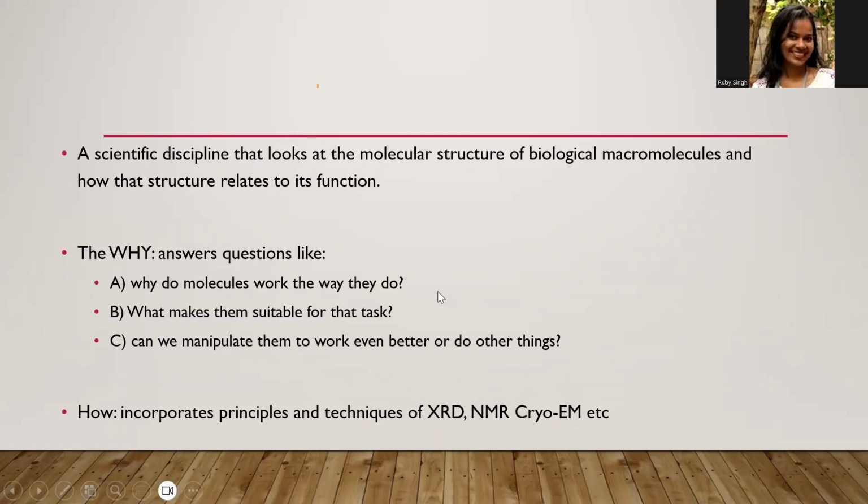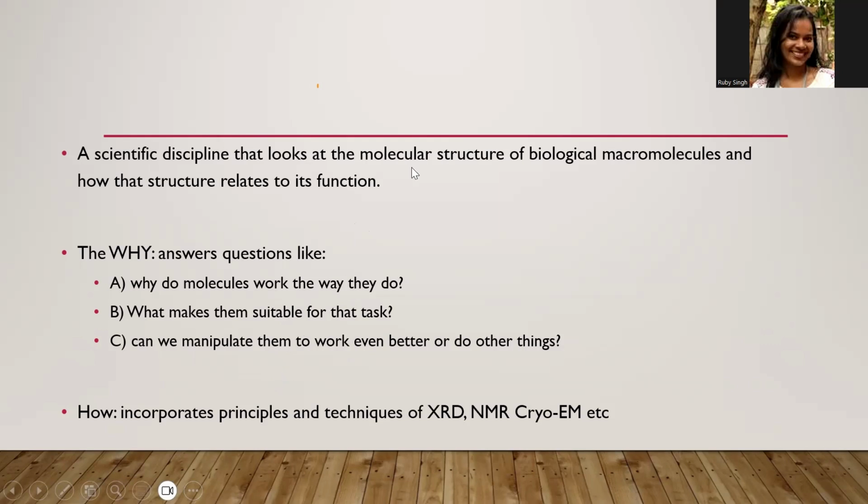Now, what is structural biology? The lecture notes are given here. Structural biology is a scientific discipline that looks at the molecular structure of biological macromolecules and how the structure relates to its function. Why is it important? Because it will help in understanding how a particular molecule works, what makes it suitable for a particular task, and whether we can manipulate it to work even better or to do other things.